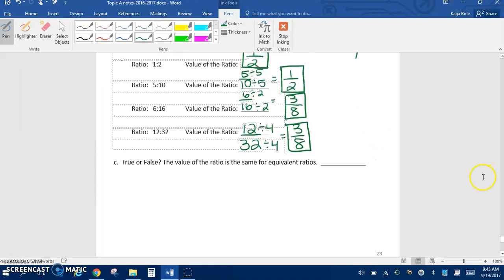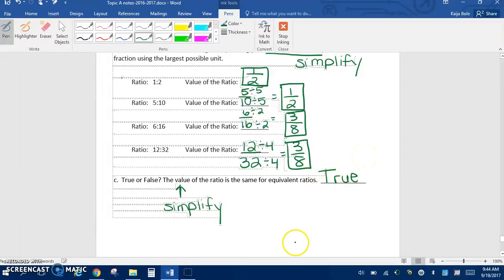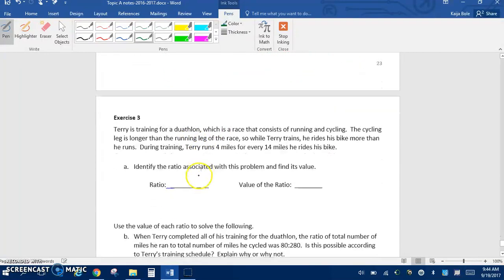Alright, so part C says true or false. The value of the ratio is the same for equivalent ratios. Alright, value again just means to simplify. Alright, so would it be the same for equivalent ratios? So if the fractions are equivalent, it would be the same, right? So the answer is true. Alright, the value of the ratio is the same for equivalent ratios. Alright, moving on to the next page.